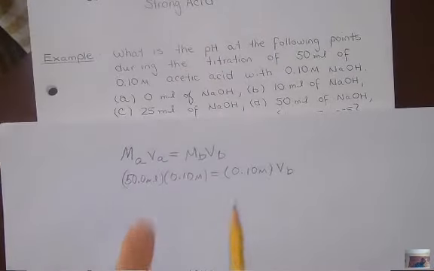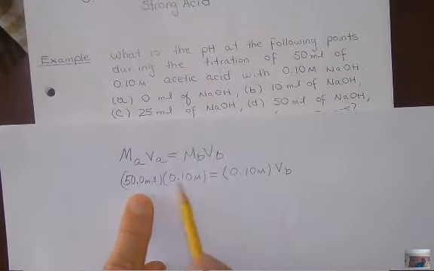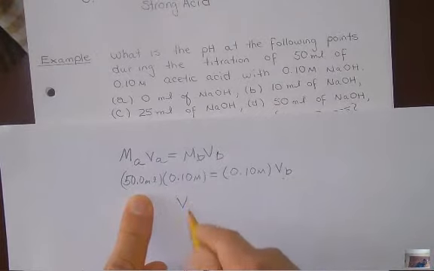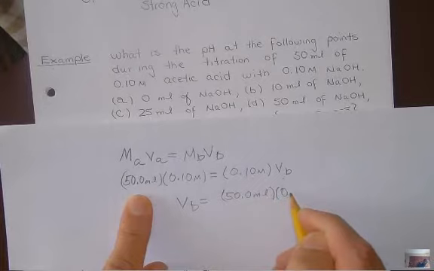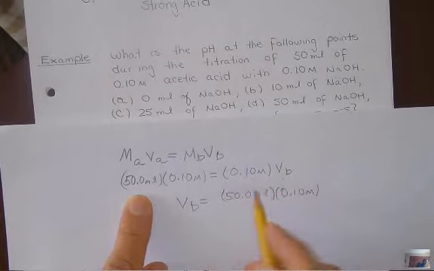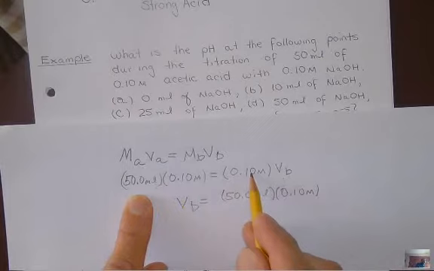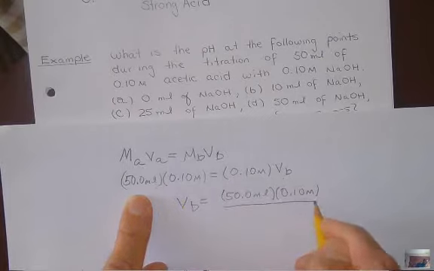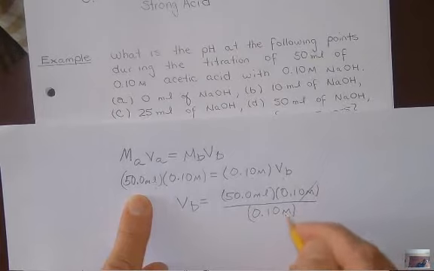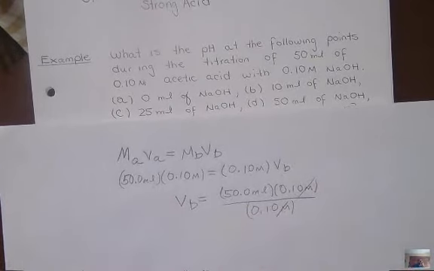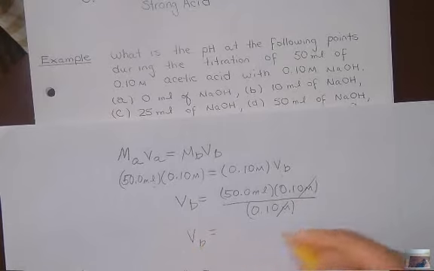Okay? Well, obviously, this number is going to be 50 over here, right? Because 50 times 0.1 is equal to 0.1 times 50. But let's do the algebra anyway. VB is equal to 50 milliliters times 0.1. Everything on the left is still on the left. Right? This times this. And this guy is going to come underneath. Okay. This is in molarity. This is in molarity. They cancel out. My answer will come out in milliliters. So the volume of the base needed to reach the equivalence point is 50 milliliters.